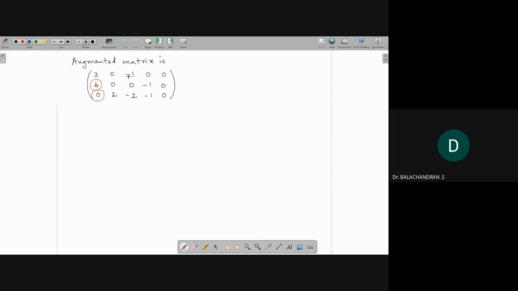Now afterwards you need to try to convert it into echelon form. What is the transformation you are going to use here? This is already 0, no problem. I want to make this 0. So in place of R2, I need to do 3 times R2 minus 4 times R1, because I need to use this.